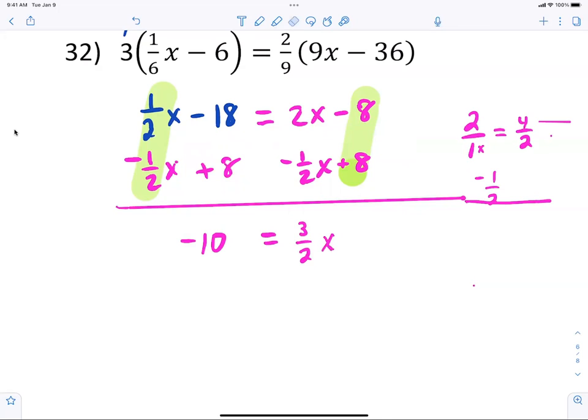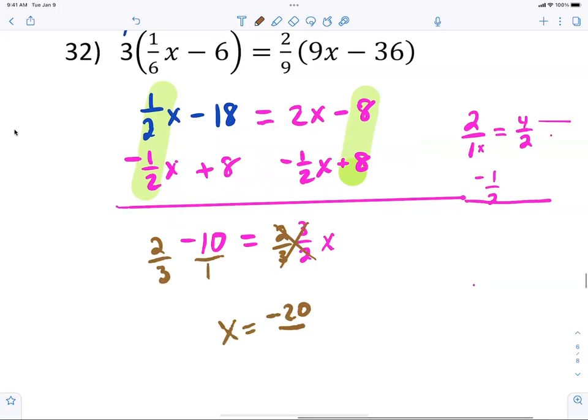Very nice. Now what do I do? You divide 10 by 3 over 2. Then you would do the reciprocal. Yeah, do the reciprocal. So what is it? -20/3. You're amazing. -20/3. All right, that was nice. That was another good fraction problem.